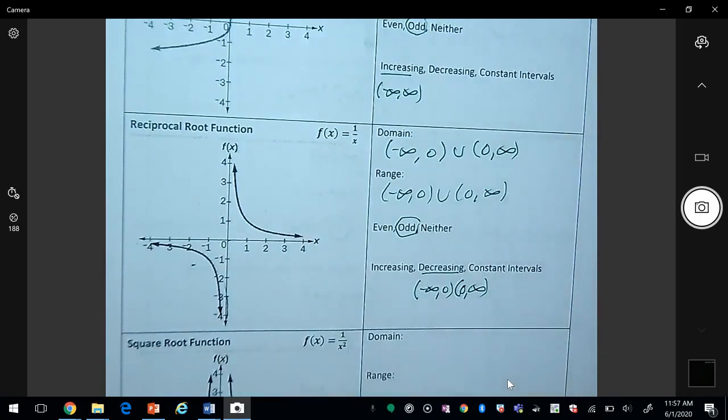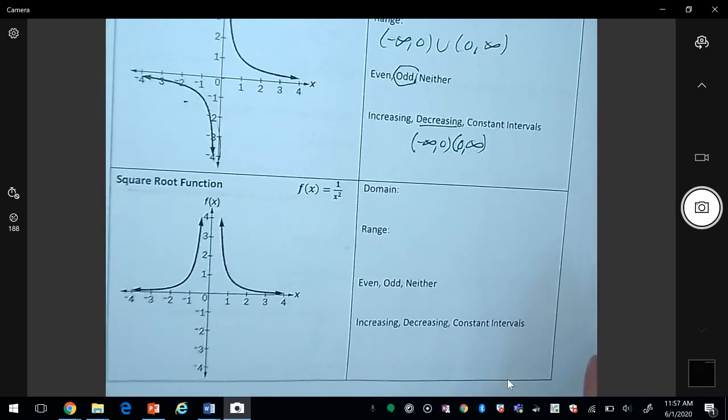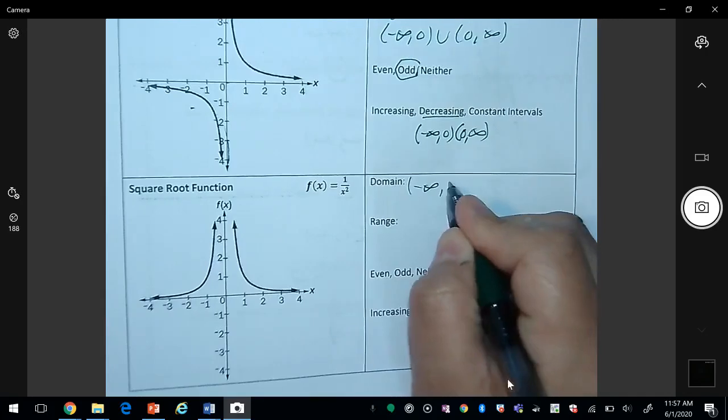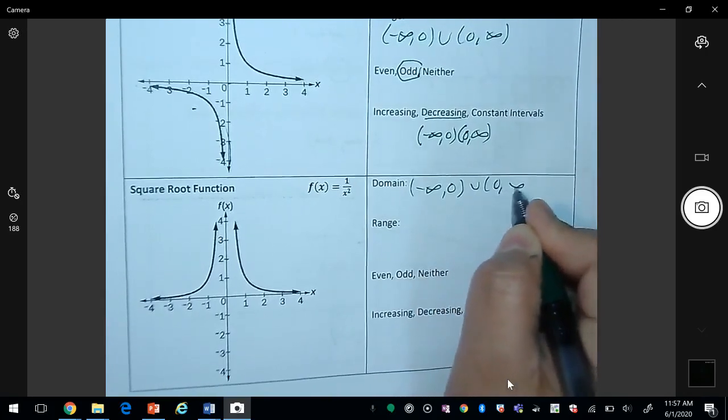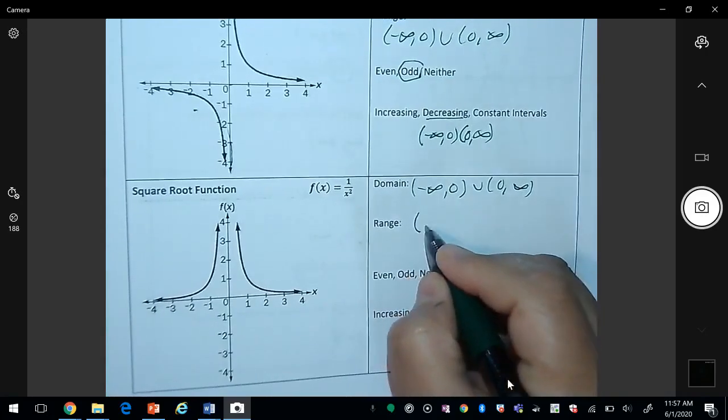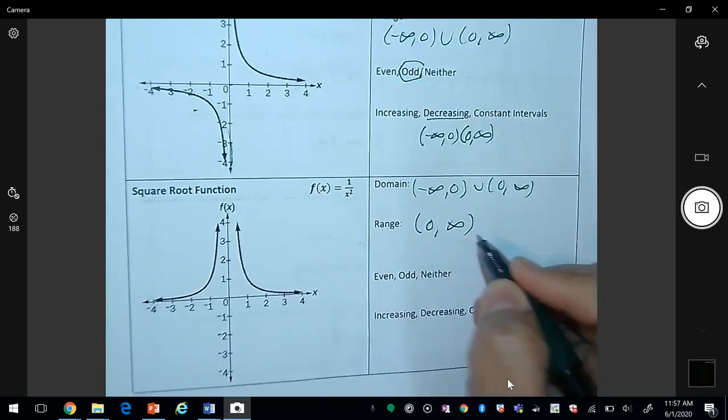Then we have the next function, which is a square root function. So the domain is from negative infinity to 0, union 0 to infinity. So all these x values here. The range goes from 0 to infinity.